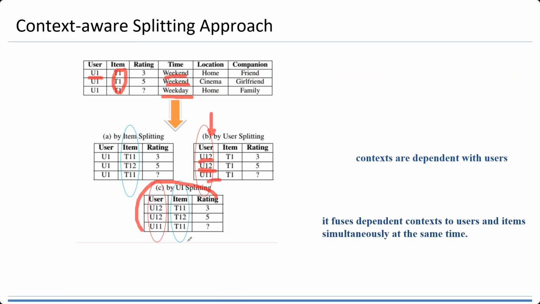Or you want to use the user and item splitting. So it views dependent context to user and item simultaneously at the same time. So if you want to know the user 1 with the respective time and the item with the respective location, then you can have user 12 with T11, user 12 with T12, and now user 11 with T11. So using this one, we can try to predict rating.